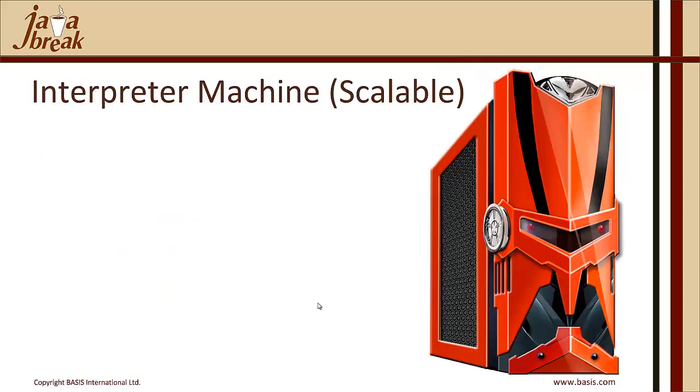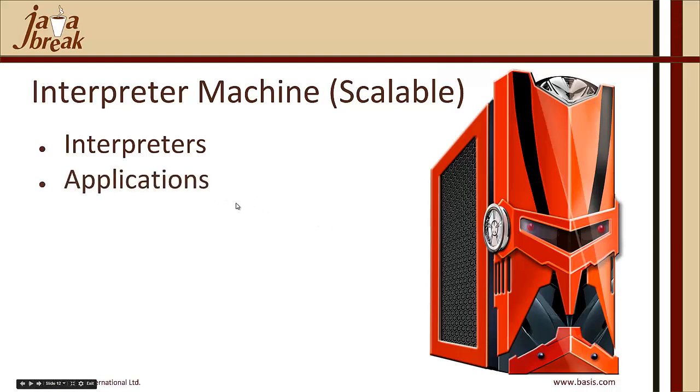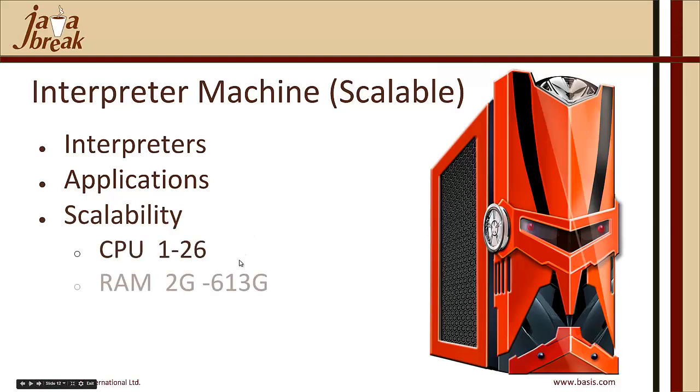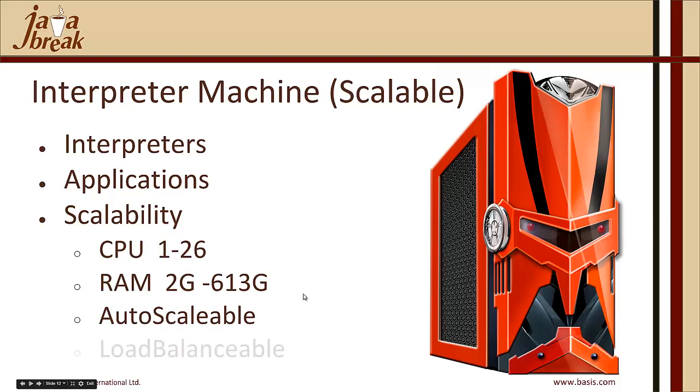The next machine, almost as handsome as the prior one, but he's red. And the reason it's red is we want you to be able to follow along as we describe the various functionalities that are available on these machines. 5 different ways from one single image. In this case, red is for the interpreter. It's where you run your applications. It also has scalability that is quite extensive from 1 to 26 CPUs, RAM from 2 gig to 613 gig. It's auto-scalable. And of course, it is load balanceable as well.